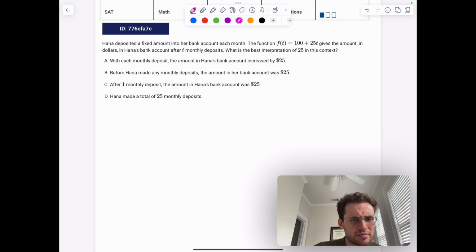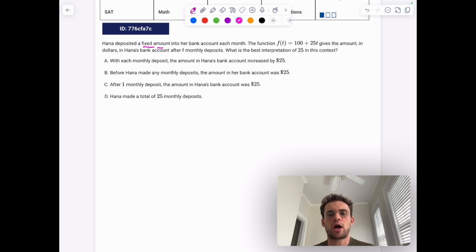Hannah, I'm not sure if it's Hannah or Hannah, deposited a fixed amount into her bank account each month. So fixed amount, that means it's the same amount she's adding each time. The function f of t equals 100 plus 25t gives the amount in dollars in Hannah's bank account after t monthly deposits. So it's 25 each month times the number of months, and then 100 must have been the initial deposit. What is the best interpretation of the 25 in this context?